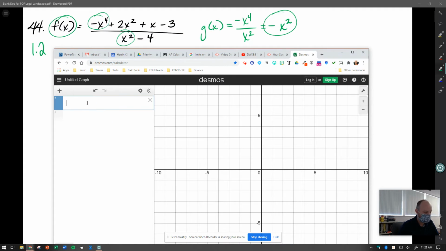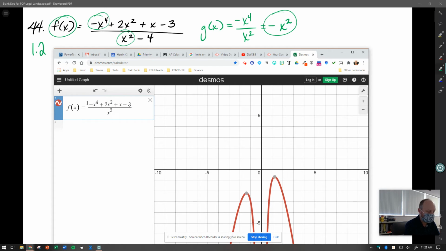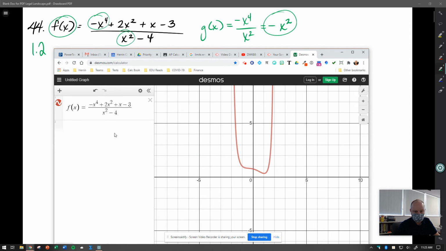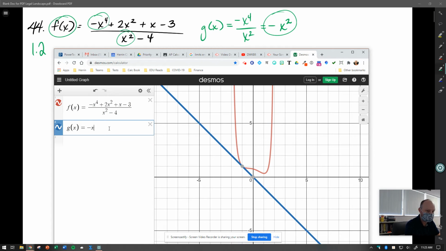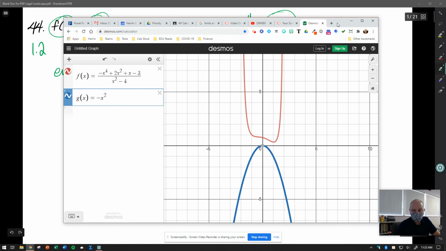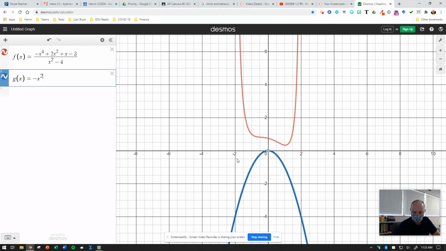So here we are with f of x is equal to negative x to the fourth plus 2x squared plus x minus 3, and on bottom x squared minus 4. So there's the graph, okay, and we're saying this is modeled on its ends by negative x squared. And interestingly enough, this doesn't appear to be the same at all.